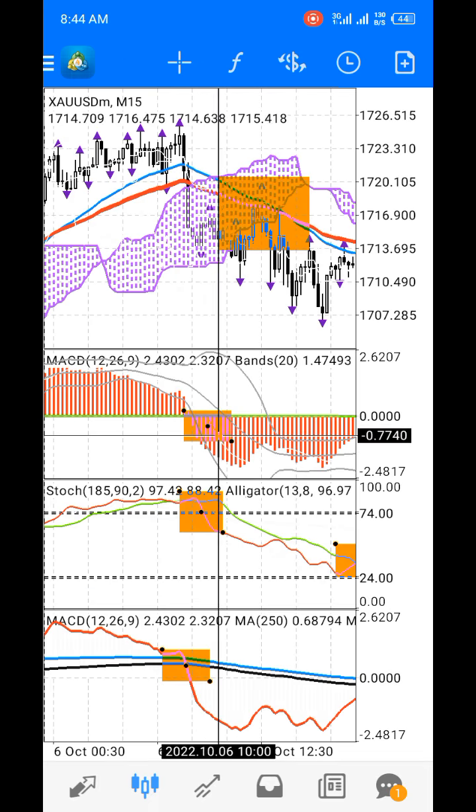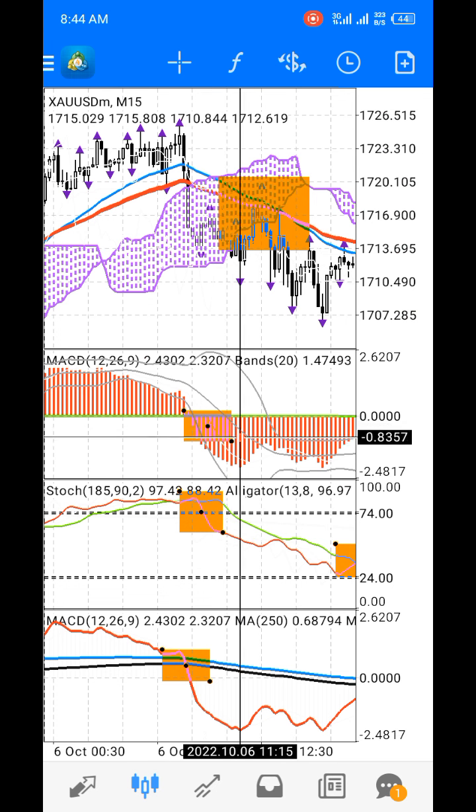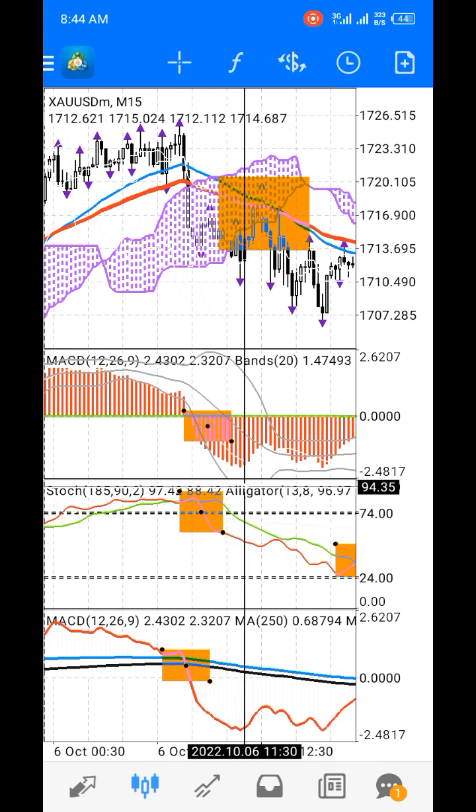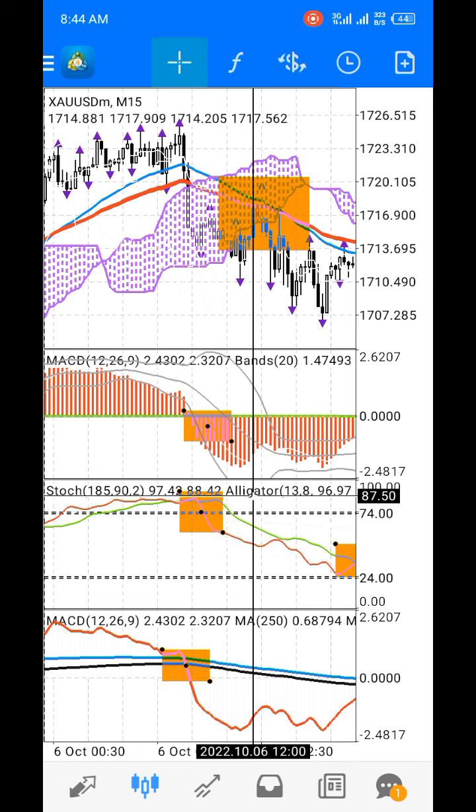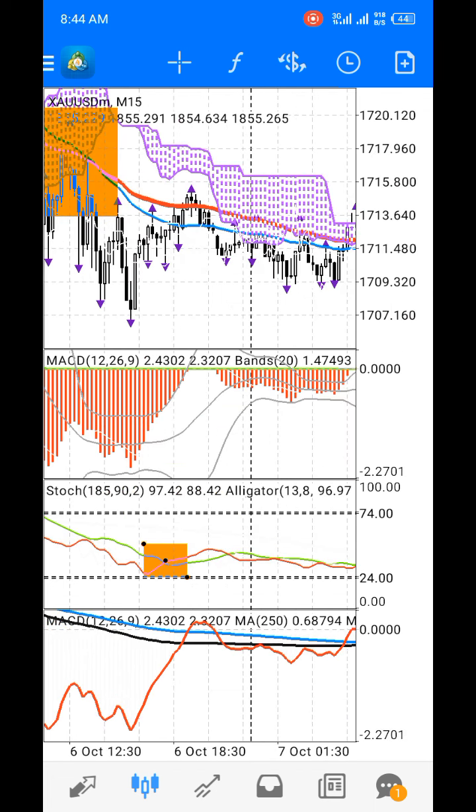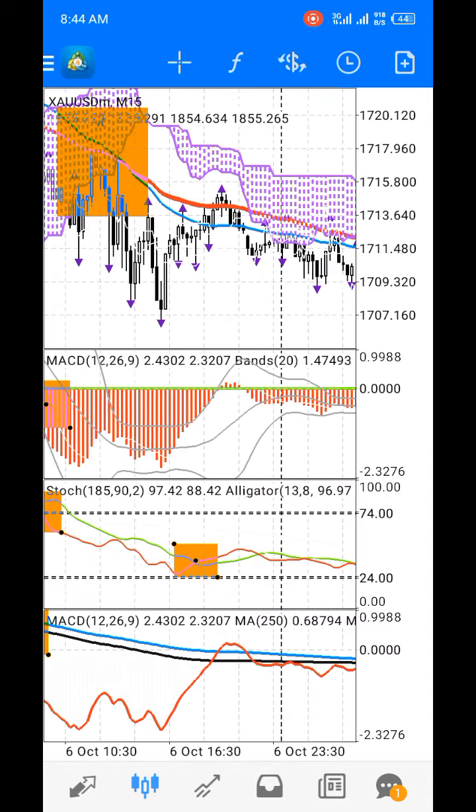So you have the sharp combination of all the signals. You can just take some pips and then you are good and fine. Scalp some pips and you are good and fine. So that's that for the strategy.